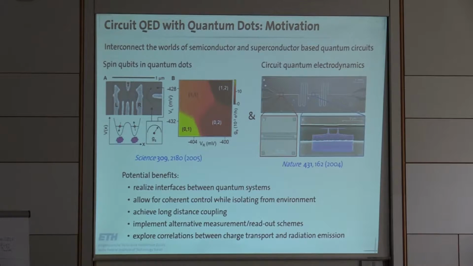Okay, so I'll continue now exploring this idea of quantum dots in superconducting cavities, and I see that I'm going a bit slowly looking at the time, but okay. In this particular setting, as I mentioned, you can realize interfaces between quantum systems.